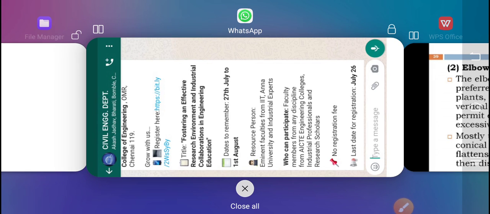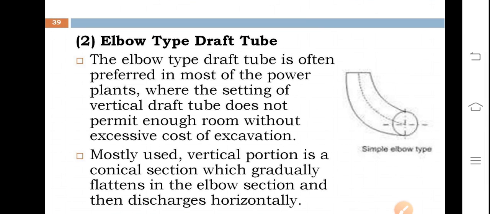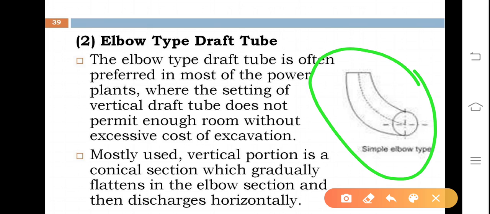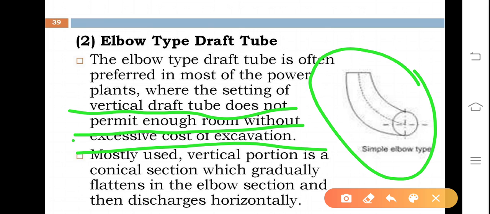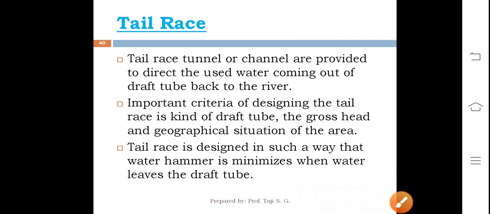Sometimes you have to go for the elbow type. It is shown here, elbow. The elbow draft tube is often preferred, not quite widely, but often, in power plants where the setting of the vertical shaft turbine does not permit enough room without excessive cost of excavation. Under such conditions, it is employed. Mostly the vertical portion is a conical section which gradually flattens in the elbow section and then discharges horizontally.